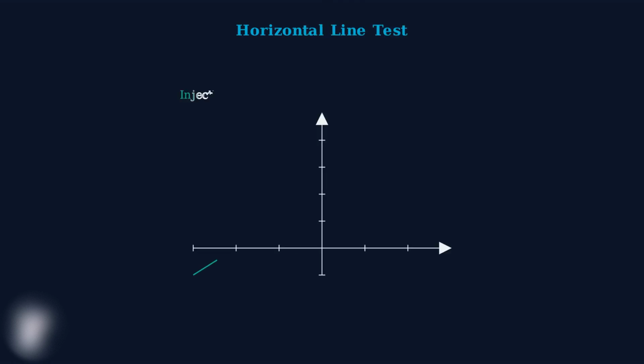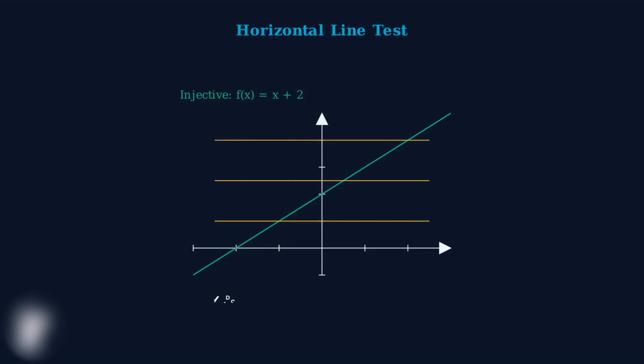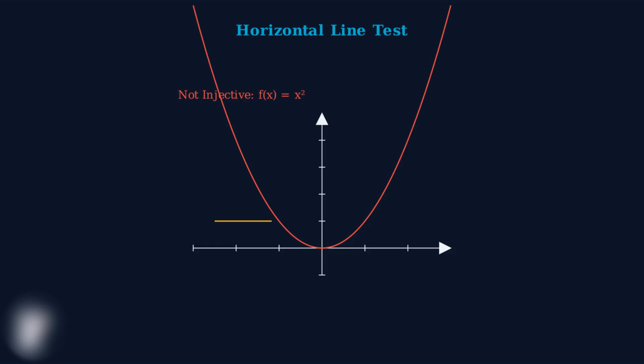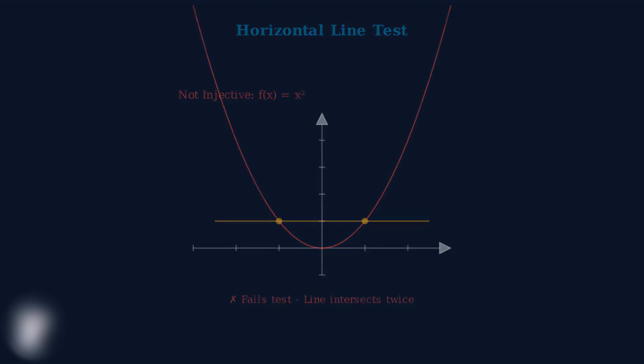The horizontal line test is a visual way to check if a function is injective. If any horizontal line intersects the graph more than once, the function is not injective. This is because multiple x values would produce the same y value, violating the one-to-one property.